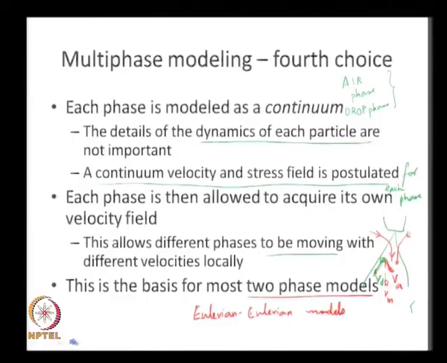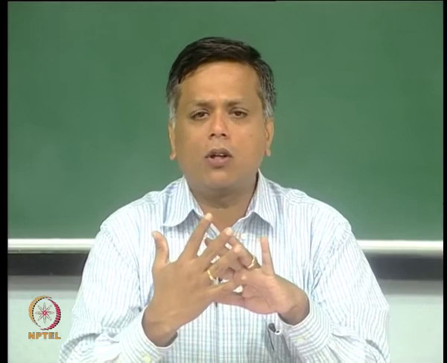The fourth choice is where I know I have bubbles that are all distributed inside a continuous phase, and I also know that the second modeling choice is not entirely accurate. The second modeling choice requires me to make the assumption that the bubbles and the water are moving locally at every point with the same velocity. Okay, I somehow know that that is not completely accurate.